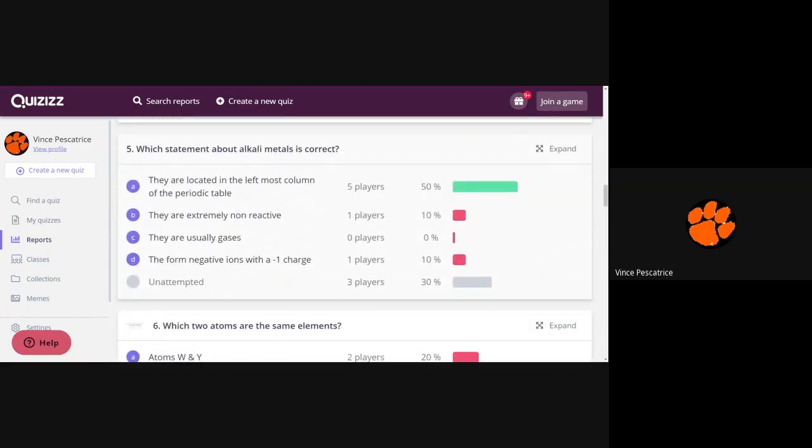Which statement is true about alkali metals? They are located on the leftmost column of the periodic table. Half of us got that right. That's good. They are very reactive, so B is false. They're called metals, and metals aren't a gas, so that one's pretty obvious. And then they form ions with a -1 charge. This one's almost true. They form ions with a +1 charge, not a -1 charge. This one, if you just read it quickly, could have tricked you up. So leftmost column in the periodic table, alkali metals.